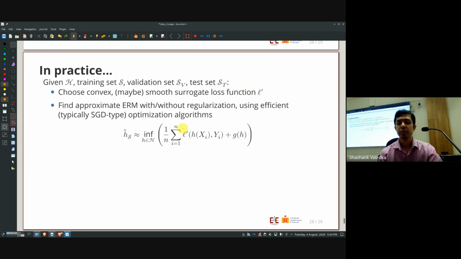But even then, it's not easy to find the minimizer efficiently. So you do this minimization also approximately. And this is typically done using some kind of a gradient descent type of approach. Right? So this whole set of approximations, let me combine all of these put together. This also introduces an additional error. This brings an additional source of error called the optimization error.